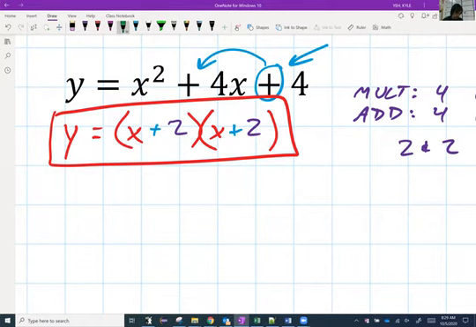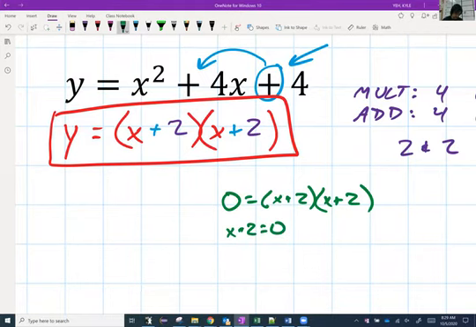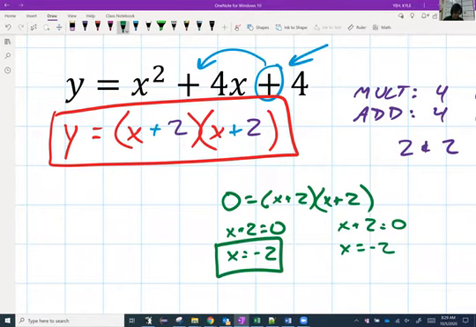What about solving? We set it equal to 0. 0 equals x plus 2 times x plus 2. So either x plus 2 equals 0, meaning x equals negative 2, or x plus 2 equals 0, meaning x equals negative 2. They're the same answer. If you remember back to the last section, 5.2, we said sometimes we'll only have one solution. This is a great example of that. There's only one solution, x equals negative 2, because this is kind of a duplicate, right? It says the exact same thing.